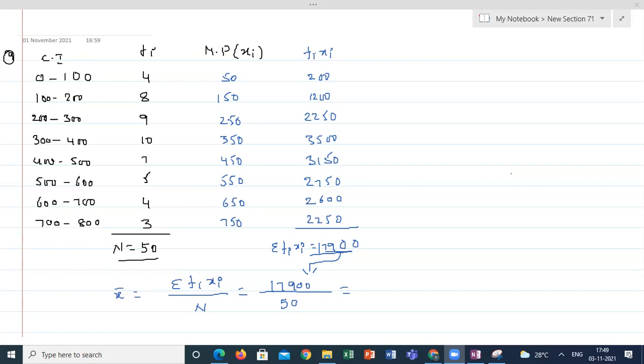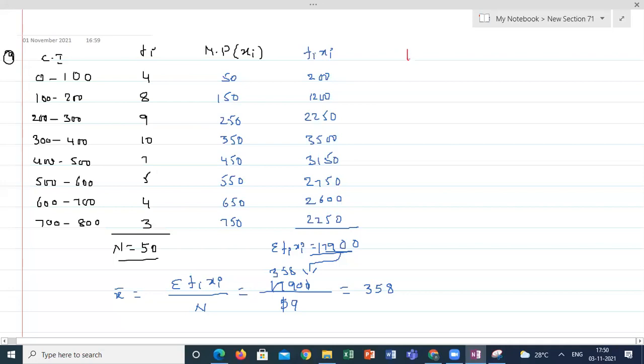Sir, the sum is correct, sir. So 17,900 by 50 is 358. It is 17,900, not 1,700. Yes, sir, then 358. So once I got the mean, I have to do the values for mean deviation.